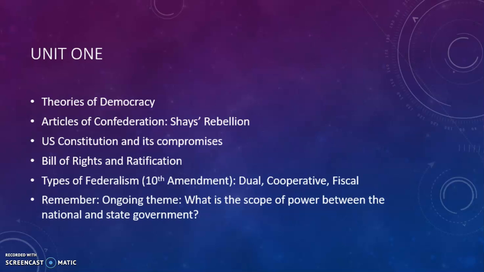Now, be aware of the various types of federalism. Now, in our Constitution, we have the 10th Amendment, which is the bedrock of federalism. Be aware of dual federalism prior to the 1930s, cooperative federalism, which is going to be ushered in around the time of FDR, and then fiscal federalism, which is going to be ushered into the 70s and 80s. Now, remember, the main idea here, the ongoing theme that we still have today, what is the appropriate scope of power between the national and state government? That is still being sorted out today.